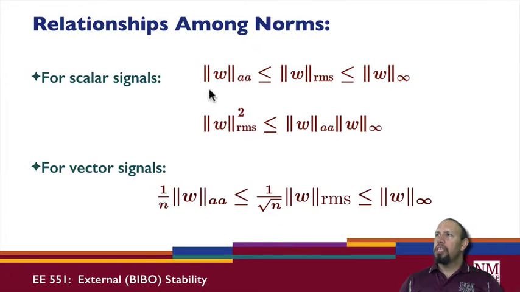And we have relationships between some of the various norms. The average absolute value norm is, in general, less than the number that you get for the RMS value, which is in general less than the infinity norm of the signal. Also, the RMS value is less than or equal to this product. So we have that relationship. These relationships hold for scalar signals. For vector signals, we have these relationships. So instead of just having the average absolute value and RMS, we now have these n, 1 over root n, and so forth. So we have signal measures.